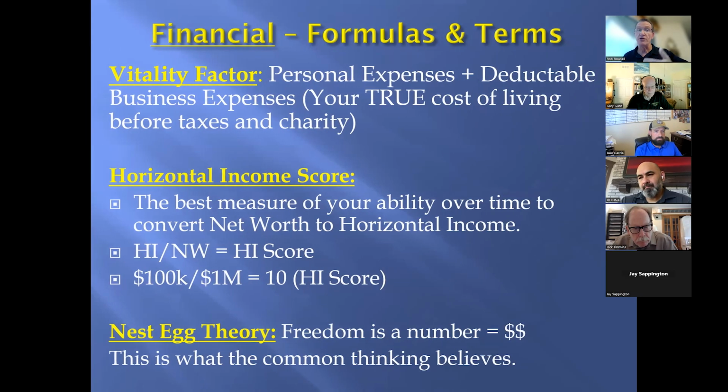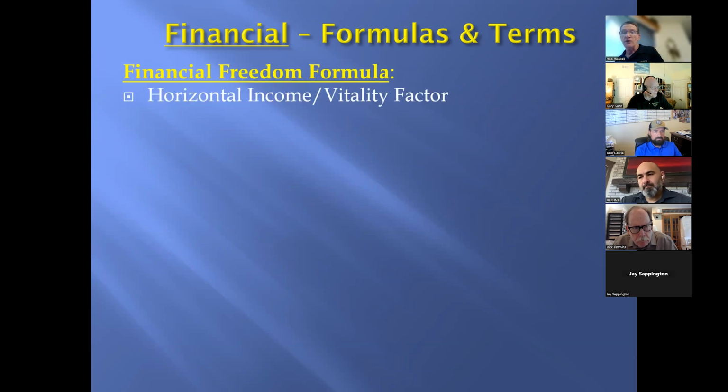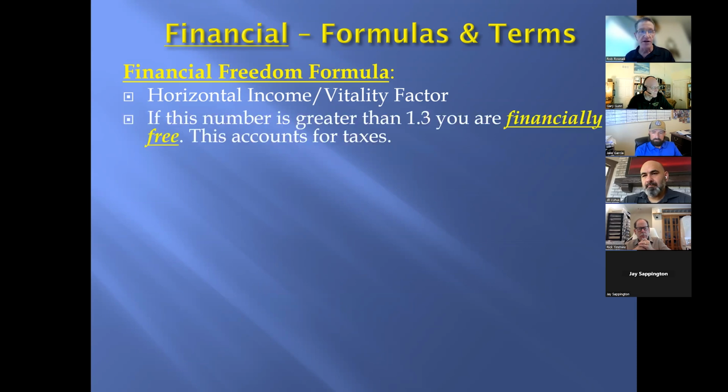I believe that we should be creating, as we'll talk about, our financial freedom formula, which is our horizontal income divided by our vitality factor number. So what does that mean? The passive income that we've got coming in every single month exceeds our cost of living, right? So if this number is greater than 1.3, you are financially free, because that would account for taxes at a 30% blended tax rate.